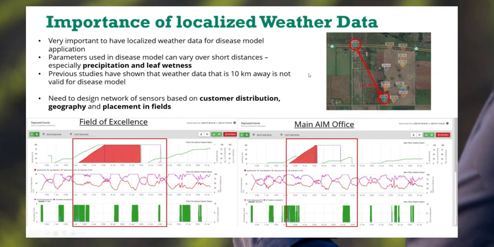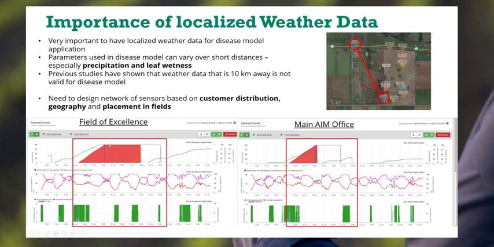So one thing that has to be recognized is the importance of localized weather data. We can't have weather stations that are 10 kilometers or more from a given field. They just aren't close enough to make a disease model work. And that's shown here where we have a station that's only 1.5 kilometers apart. One at a main office under grass, one actually in the canopy, and we can clearly see the difference between the two models, the sensitivity of the model to the local environment.